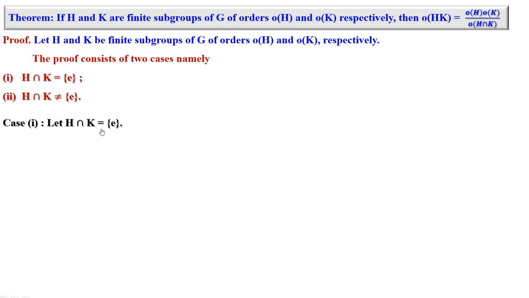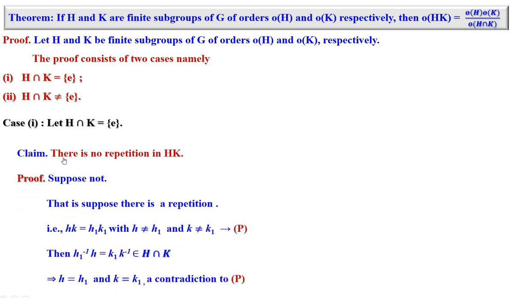First case, H intersection K is just the singleton {E}. We are going to claim that there is no repetition in HK. Suppose not. That is, suppose there is a repetition. That is, HK is again occurring as H1K1, or say H1K1 is the same as HK, either way, with H not equal to H1 and K not equal to K1. We shall name this as statement P.